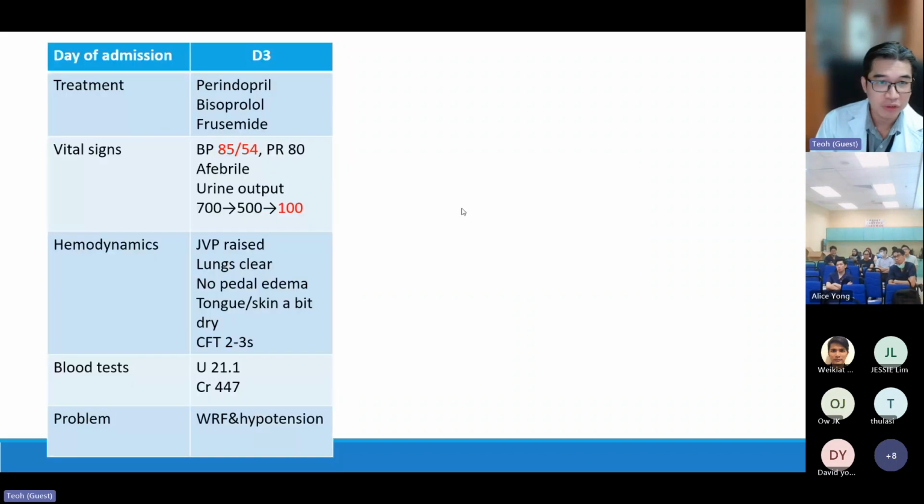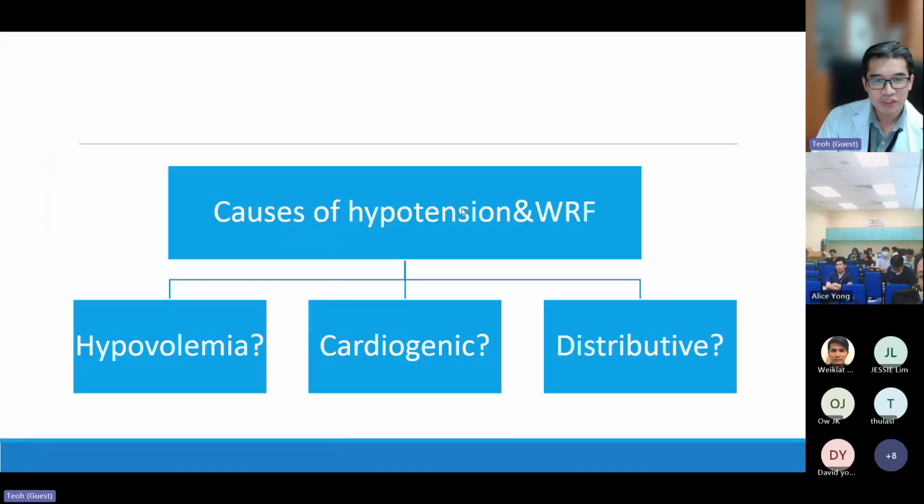Hypovolemic, anyone? Maybe our medical officer is too aggressive, trying to dry the patient up within 3 days, wanting to discharge the patient as soon as possible. They say the tongue and skin are a bit dry, doctor. The capillary filling time is also 2 to 3 seconds like that. Yeah, kind of borderline, to make your life difficult. So of course, at this point of time, we don't know.